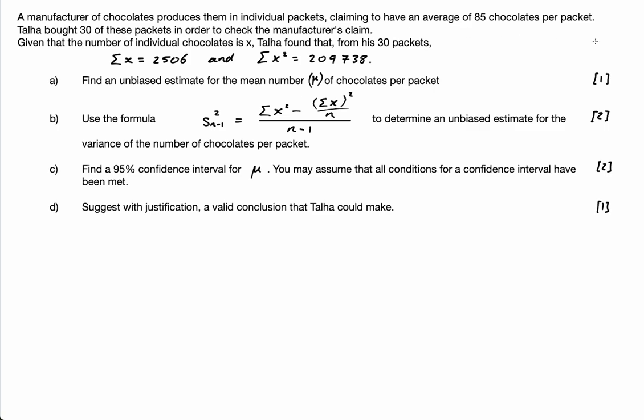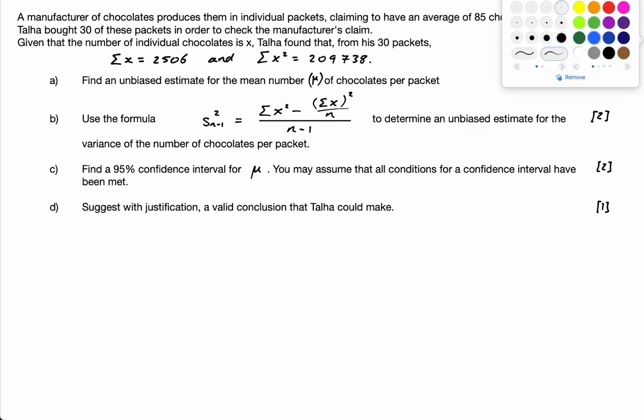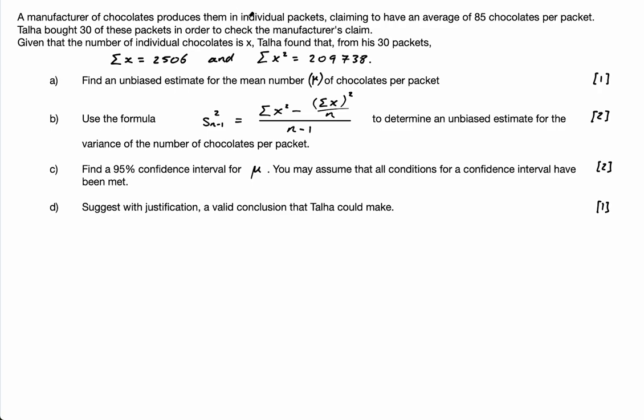Okay, so a manufacturer makes chocolates and he claims that there is an average of 85 per packet. Tala bought 30 of these packets in order to check the claim. She found in her 30 packets that the sum of x, which is the sum of how many chocolates there are, was this, and the sum of x squared, which is, well, squaring all the x's, you get this. Part A, find an unbiased estimate for the mean number of chocolates per packet.